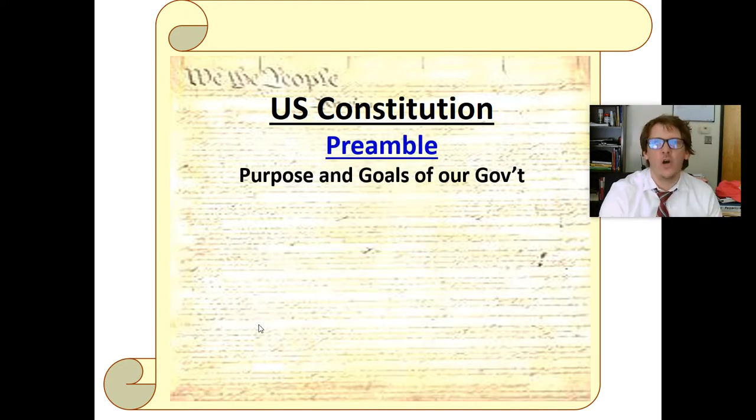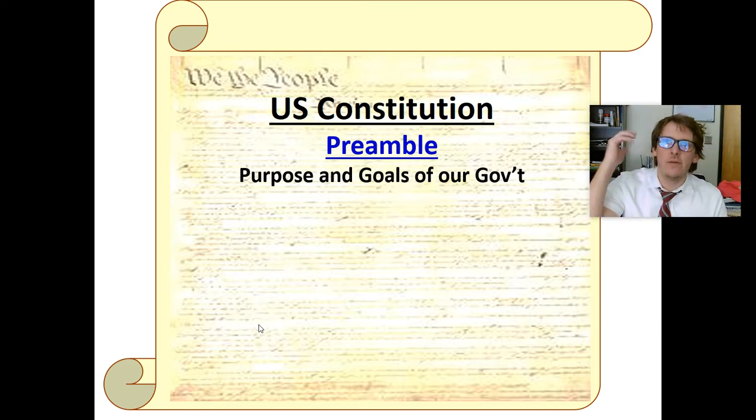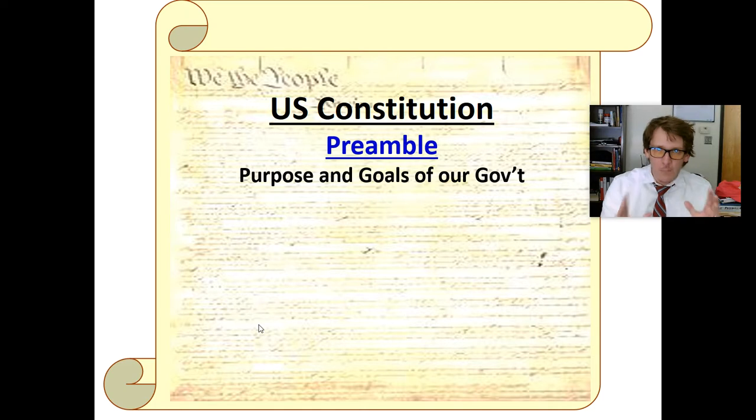The first part is called the preamble, like pre-season, before. This is the beginning. Before we get into the big parts of the Constitution that go into all the details, you have the preamble. And in the preamble, a short beginning intro to the Constitution, it explains the purpose and the goals of our government.